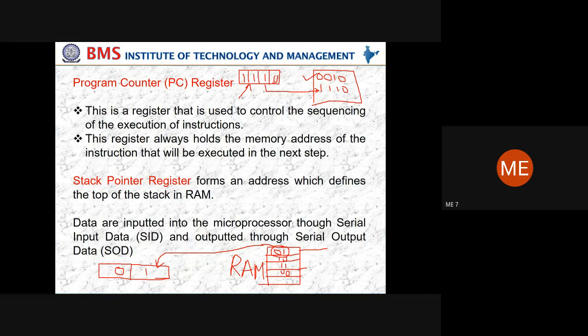Okay, right. Then next is SID and SOD. SID is serial input data, and SOD is serial output data. Any data which is going into the microprocessor goes through SID, and is output from the microprocessor through the serial output data.